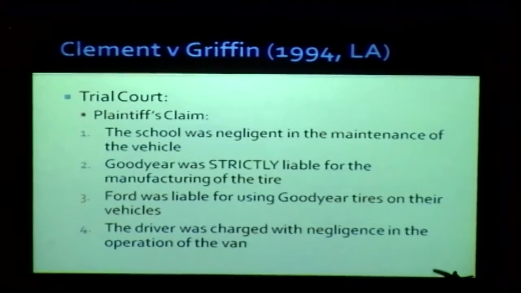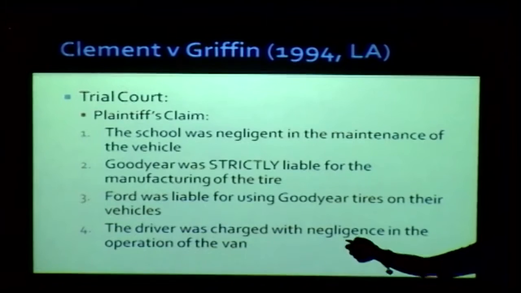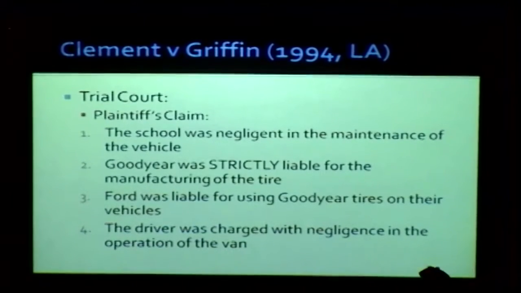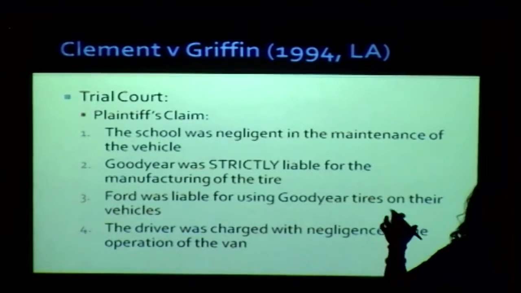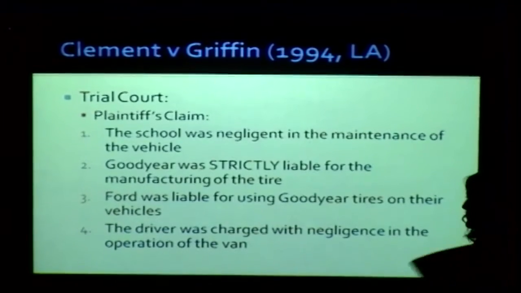So in trial court, the plaintiffs claimed that the school was negligent in the maintenance of the vehicle. We'll get into the reasons why, because there are a lot of reasons they claimed that first one. And then Goodyear Tire Company was liable for the tires that were used. Ford Motor Company was liable for using the Goodyear tires. And then the driver was charged with negligence for the operation of the van. And remember, in lawsuits like this, usually they'll use the whole shotgun theory. We're going to sue everybody and see what actually holds. So just keep that in mind while we're going through this.